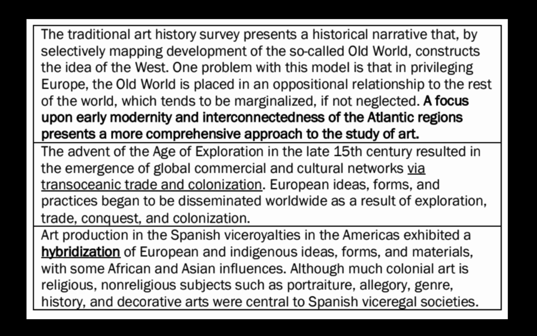So, important stuff to know about New Spanish art, the art of New Spain. We are going to talk a lot about hybridization. Right here, I'm looking at the bottom chunk of what I have in front of you. Art production in the Spanish viceroyalties in the Americas exhibited a hybridization of European and indigenous forms and materials with some African and Asian influences. Although much colonial art is religious, non-religious subjects such as portraiture, allegory, history, and decorative arts were central to Spanish viceregal territories.